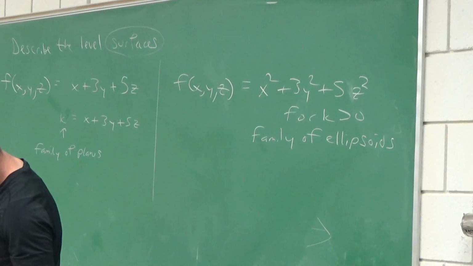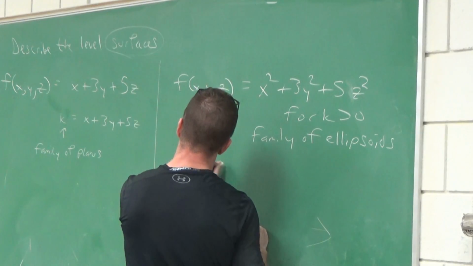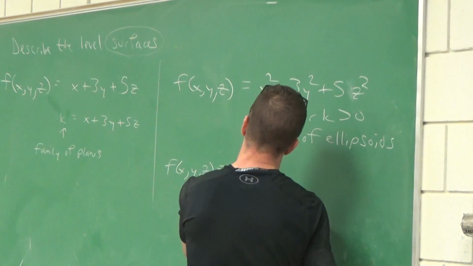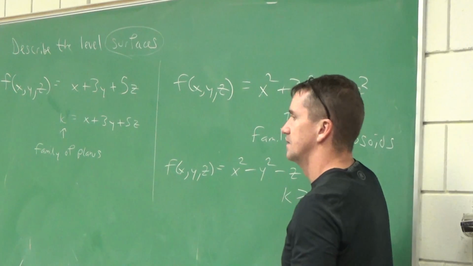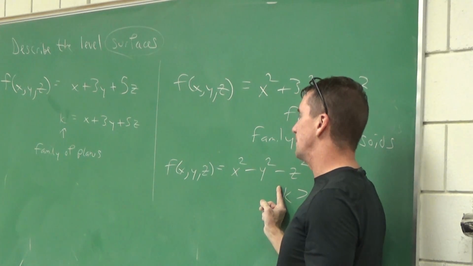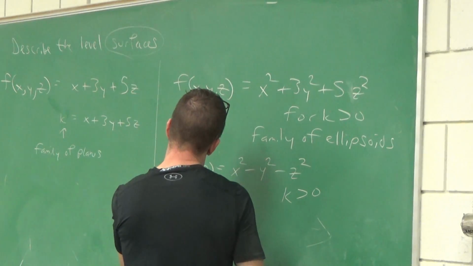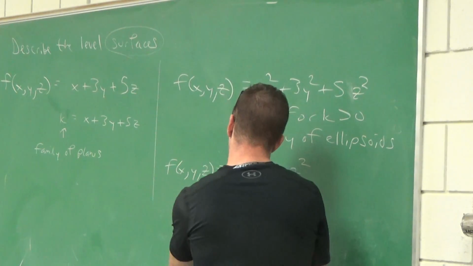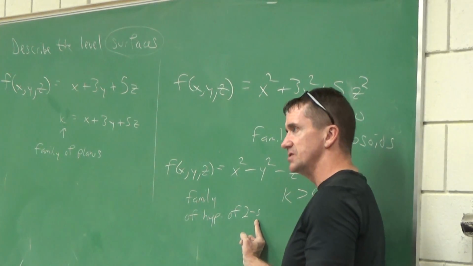Cool. X squared minus y squared minus z squared. And he said for k greater than or equal to what? Section 12.6. I see two minuses. Hyperboloids of how many sheets? 2 sheets. So it's a family of hyperboloids, you can abbreviate. Put how many sheets? So I'm going to put 2s. It's a family of hyperboloids of 2 sheets.